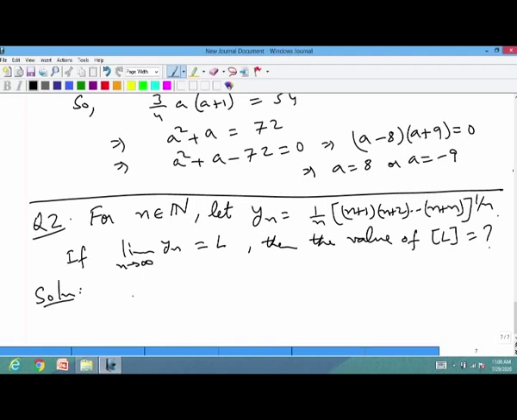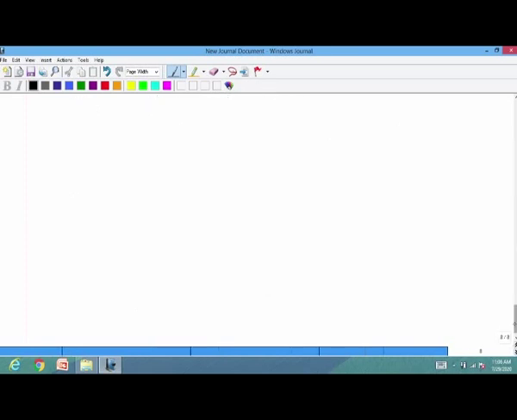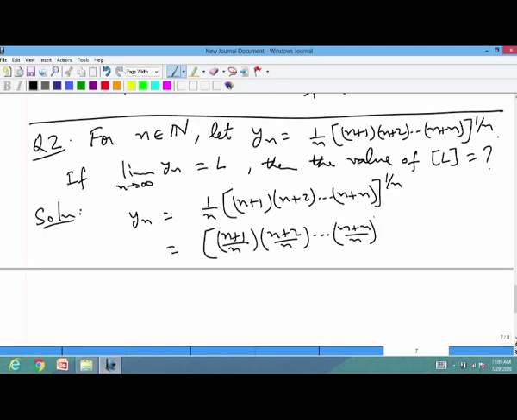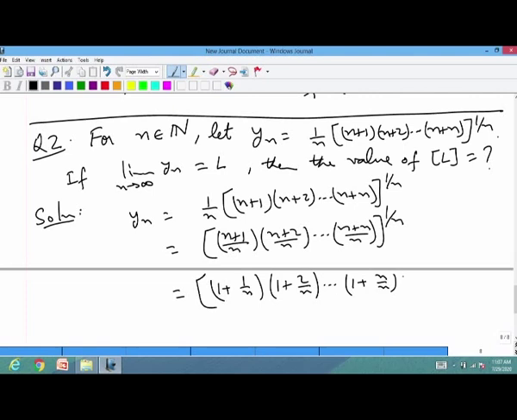So, we are given y_n is equal to 1 by n times (n plus 1)(n plus 2) up to (n plus n), whole raised to power 1 by n. So, if I take this n inside, then this will be equal to (n plus 1) by n times (n plus 2) by n up to (n plus n) by n raised to power 1 by n, which is the same as (1 plus 1 by n) into (1 plus 2 by n) up to (1 plus n by n) raised to power 1 by n.